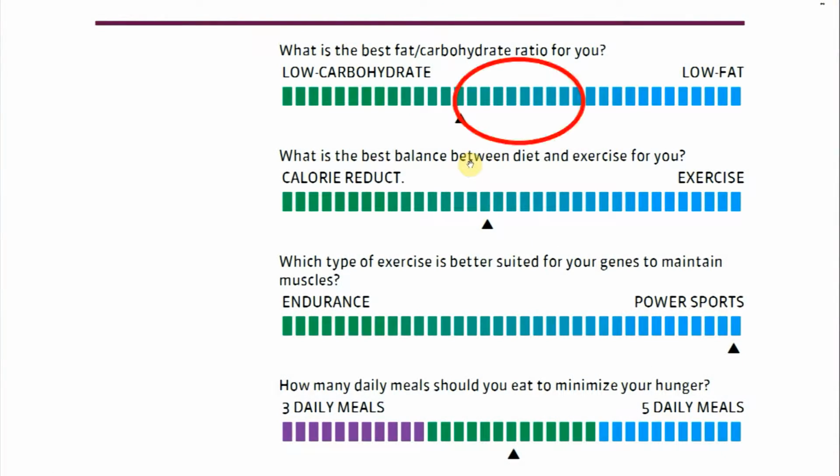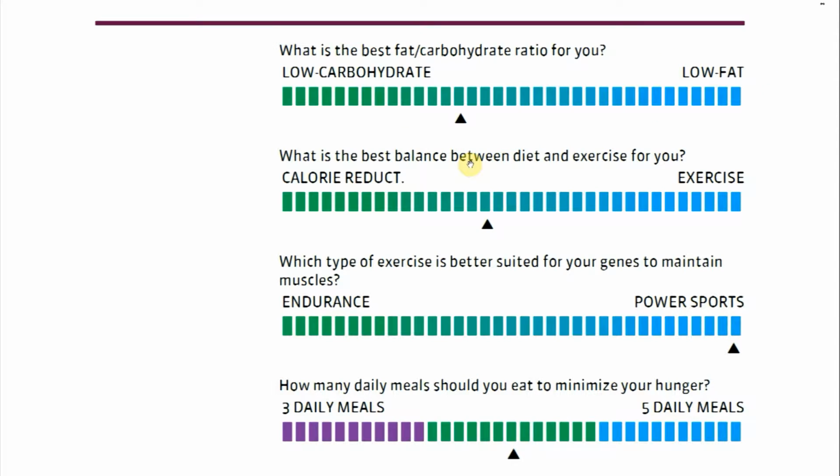So don't be discouraged if the genetic test says you're sensitive to both, because it means you can eat a balance of it. And the balanced types are generally more here in the middle. Here are the low carb types and here are the low fat types.